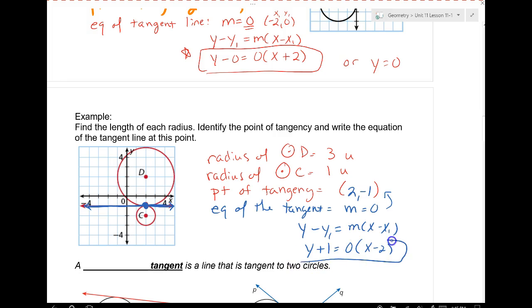Do you think that's good enough for me? The only other answer I would accept with that would be y equals -1. That would also work. Either one of those 2. Guys, use these as your guide when you're doing your homework tonight, okay? Make sense?